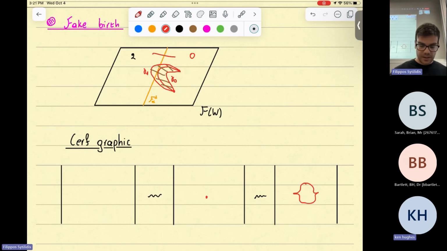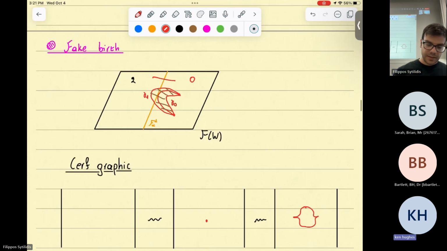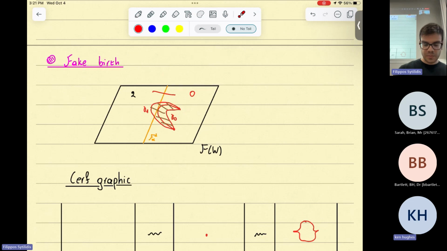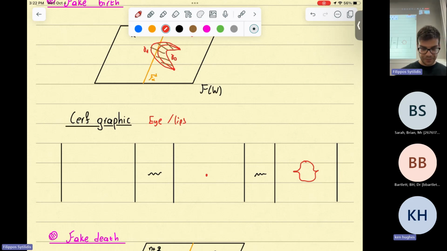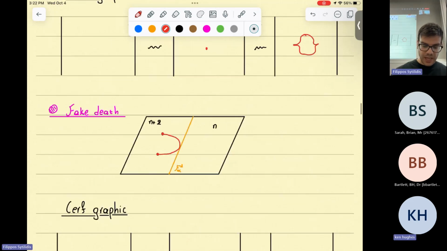So this move, I'm just calling this path here fake birth, and then the move surf graphic is sometimes called the eye, because you have an eye appearing. Some people might call that leaps. I don't know.